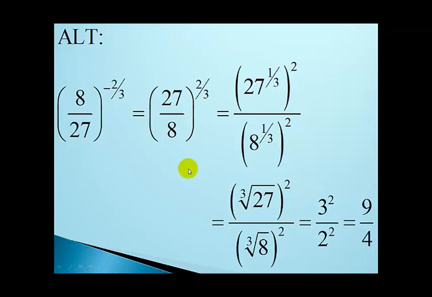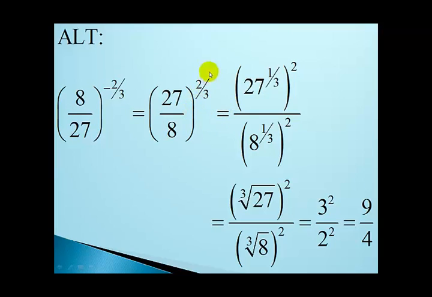Now let's look at the alternative approach. Given 8 over 27 exponent minus 2 over 3. When 27 goes up and the 8 comes down, quickly the negative exponent has to change to a positive exponent. Now we understand this according to property number 4.